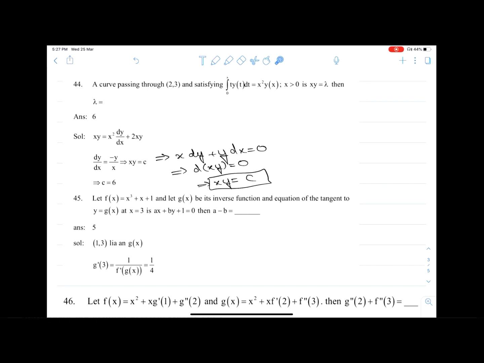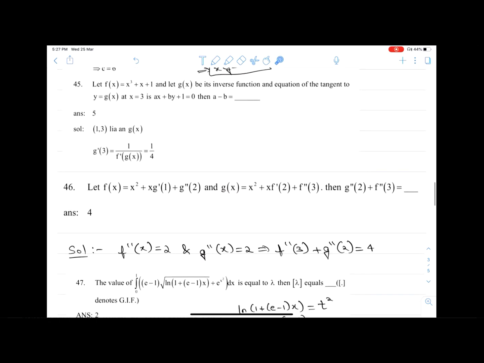Question number 45. Let f of x is equals to x cube plus x plus 1 and let g of x be its inverse function, and the equation of the tangent to y is equals to g of x at x is equals to 3 is ax plus by plus 1 is equals to 2. Then a minus b is equal to. So in order to get a and b unique, he gave the constant as 1. So we have to find out.